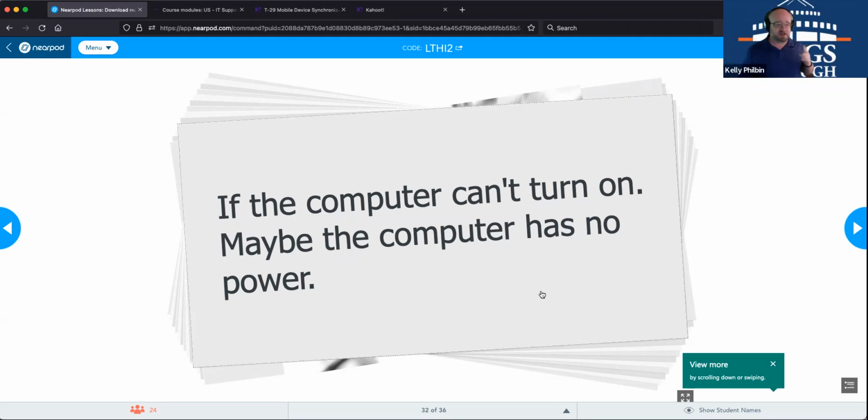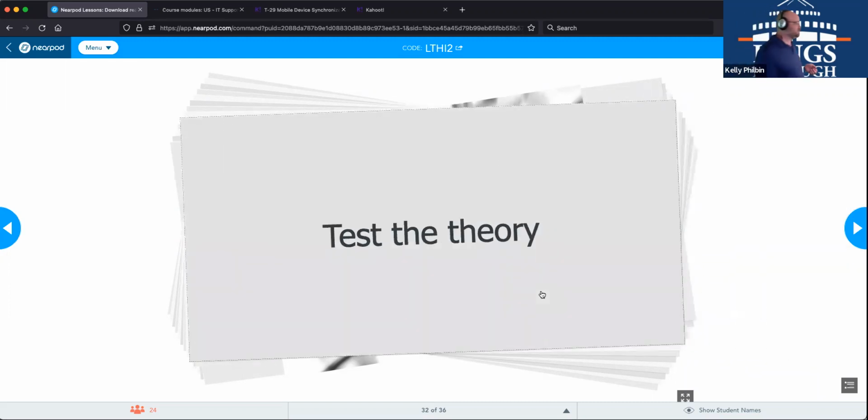You laugh, but this has happened before. Somebody was talking to tech support and they said, hey, can you tell me if it's plugged in? He said, hold on, let me get a flashlight. He's like, well, why do you need a flashlight? He goes, well, the power's out. So he thought his desktop apparently ran on battery power. So maybe it has no power.